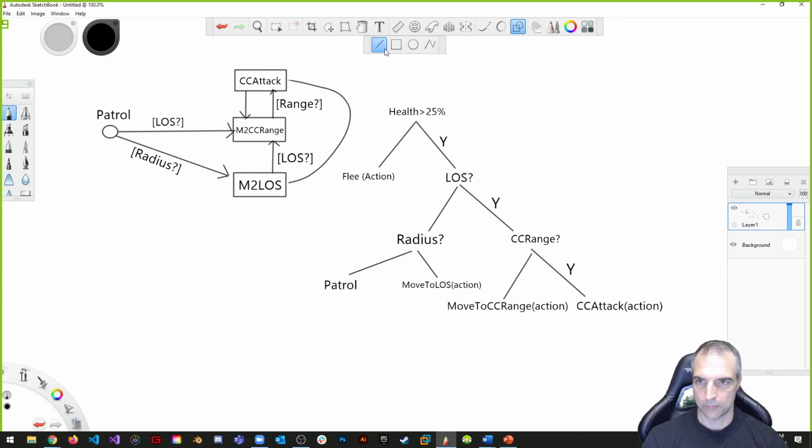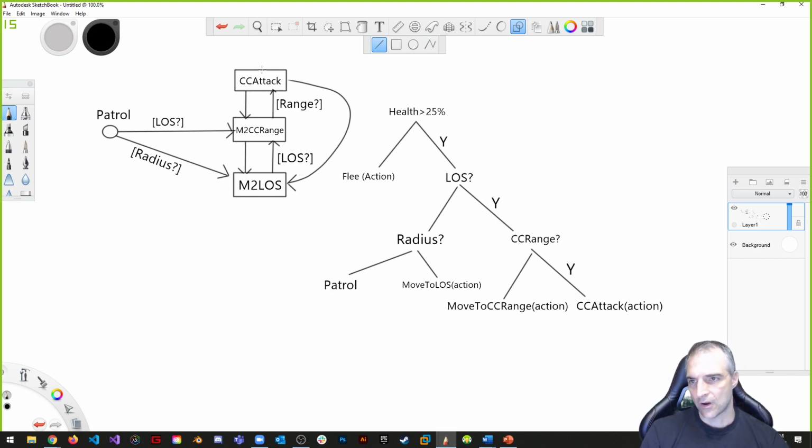And let's just draw it with the lines. So this is something else that can happen. I can lose line of sight and I can go back this way. Same thing with moving into range. I've lost line of sight, then I should be able to come back to this. So you can see that this is going to go back and forth over and over again. All right, cool. What about being damaged?